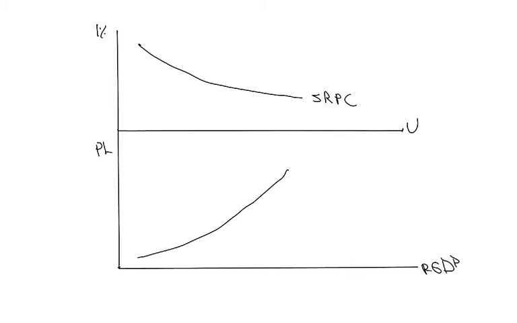Okay, let's do a quick review of this, but without all of the mess on screen. So go back to our labels. We have our inflation rate, we have our price level for our two y-axes, we have the unemployment rate, and we have real GDP for our x-axes. The short-run Phillips curve, as we know, is going to look like this. And the short-run aggregate supply curve is going to look like this.